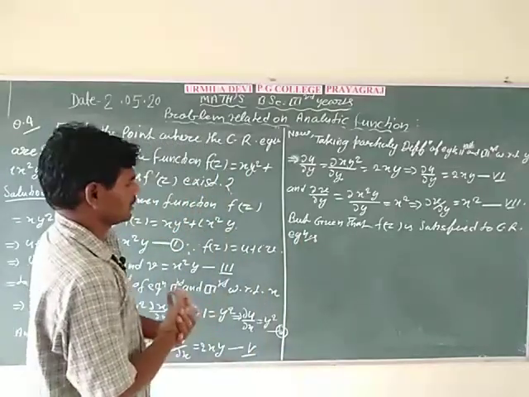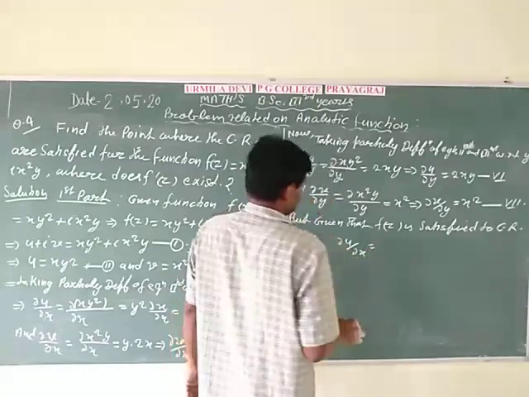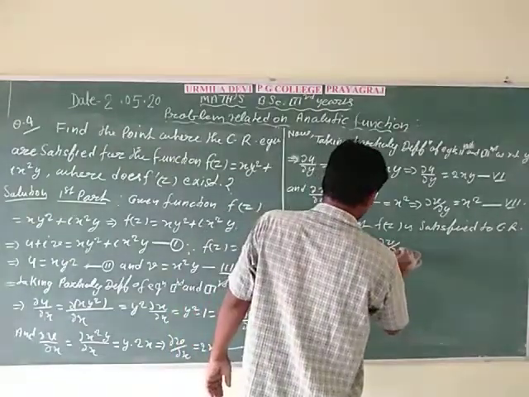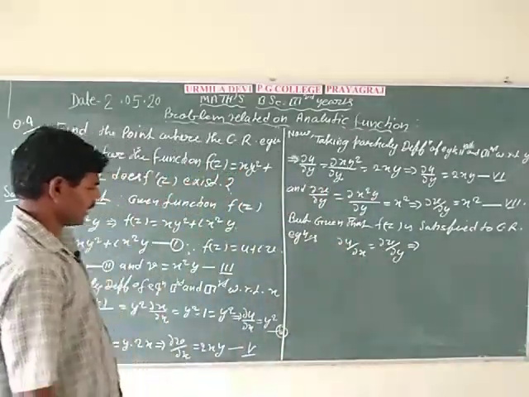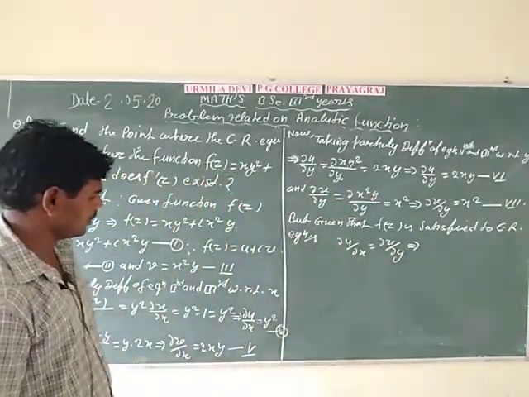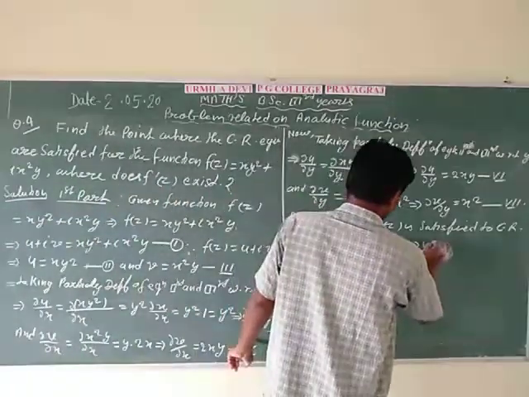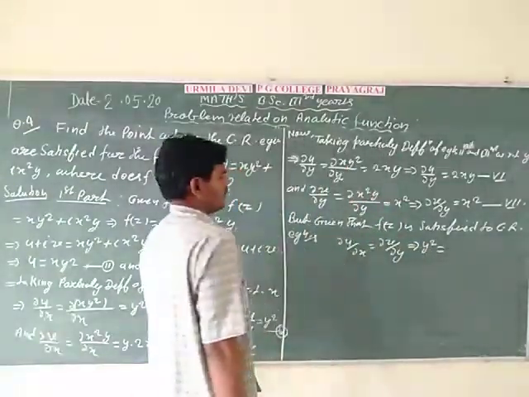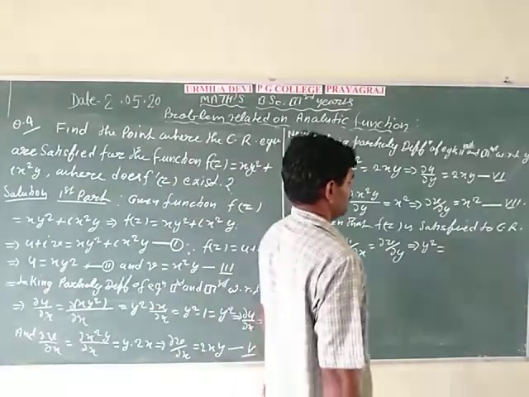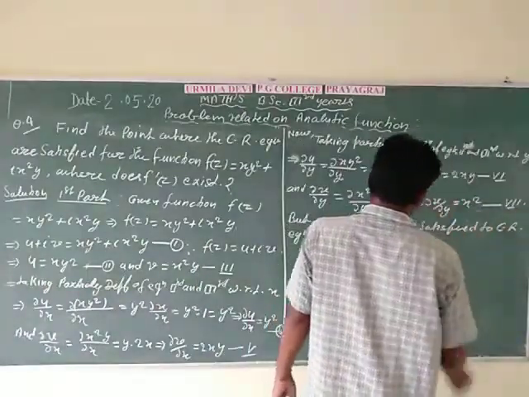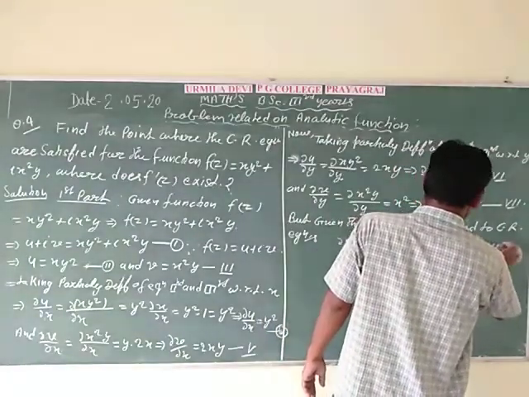According to the CR equation, del u by del x is equal to del v by del y. This implies that the value of del u by del x in equation 4 is equal to y square, and the value of del v by del y in equation 7 is equal to x square. So putting x square here is represented by equation 8.